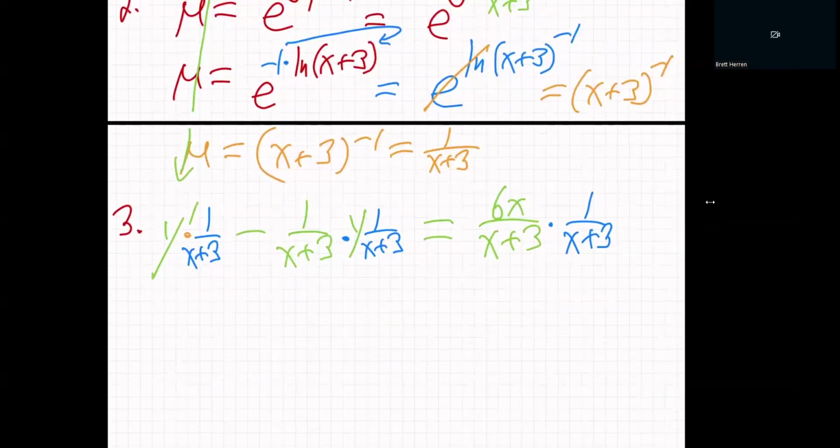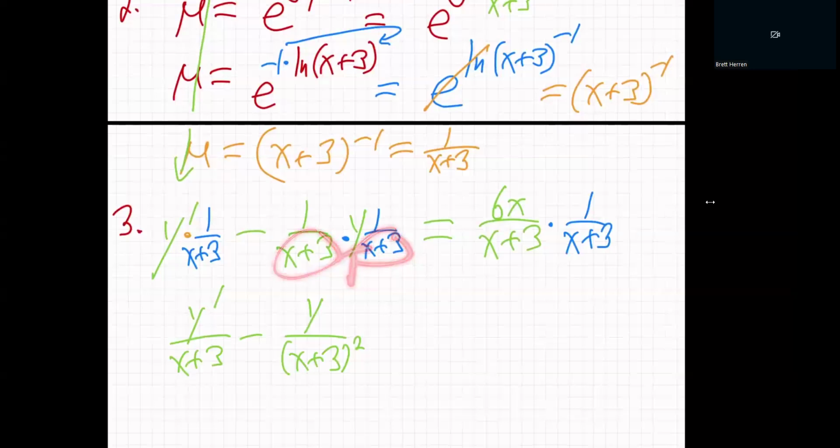And so what do you get then? Well, this is going to be, I'll just write it as y prime over x plus 3 minus y over x plus 3 squared, right? The y is over 1, so it goes to the top, and then we have x plus 3 times x plus 3 squared. On the right, we'll just multiply straight: 6x times 1 is 6x over x plus 3 squared. Okay, so there's step three.